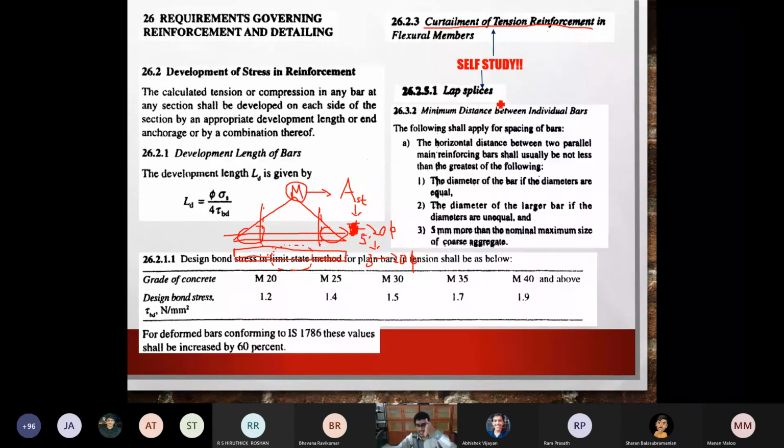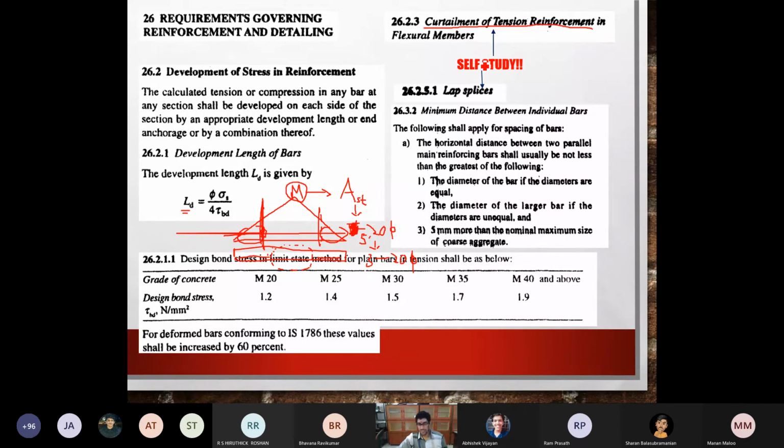Whenever you curtail tension reinforcement, if you are curtailing for this bending moment at this location, you cannot cut exactly here. You will have to make sure you give development length, and from that development length you can cut. That is the principle of curtailment. So just study about it. You can look at the Krishna Raju book, which I have uploaded. You can also look at the code book and see how curtailment is done.